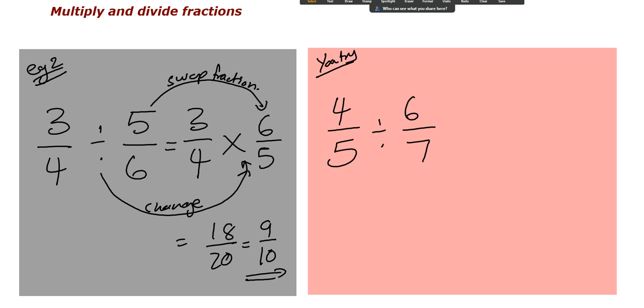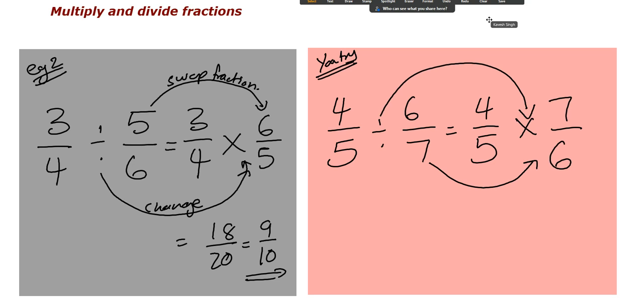All right, let's go through this one now. Over here, we basically have 4 over 5 divided by 6 over 7. We're going to change divide into multiply. Keep the left-hand fraction as it is. Swap the second fraction over. Change to multiply, swap the fraction, right? You see that swapping of the fraction there?